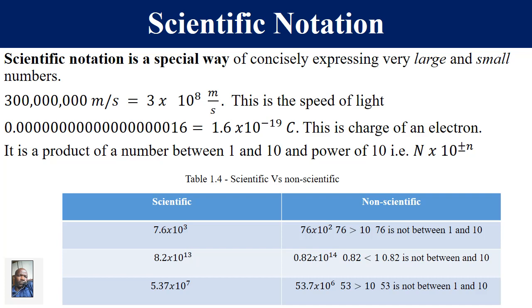8.2 times 10 to the power 13 is the same as 0.82 times 10 to the power 14, but that one is not in scientific notation because 0.82 is less than 1. 0.82 is not between 1 and 10. Then the last one, 5.37 times 10 to the power 7, that is the same as 53.7 times 10 to the power 6. Their values, or the numbers, are equal, but the second one, 53.7, is not in scientific notation. Why? Because 53.7 is greater than 10, and so it is not between 1 and 10.